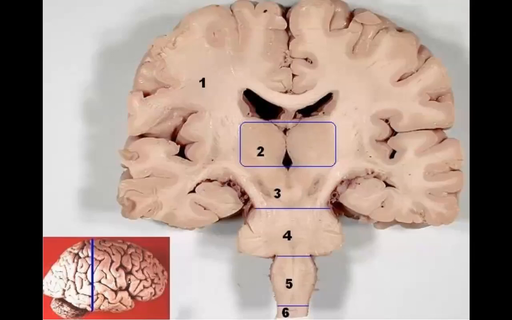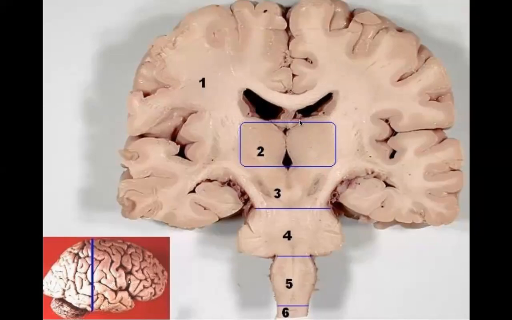So if we divide now the brain into a coronal section, we can see here that this is the cerebrum divided into the cerebral gray matter or the cerebral cortex, the white matter, and embedded on the white matter would be the basal nuclei. Now, at the very center, the innermost chamber of the cerebrum would be the diencephalon.